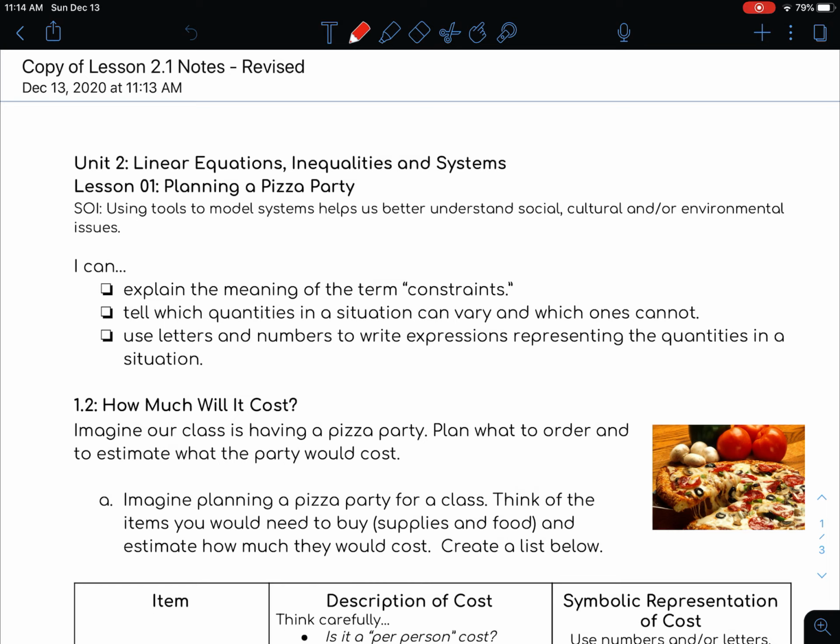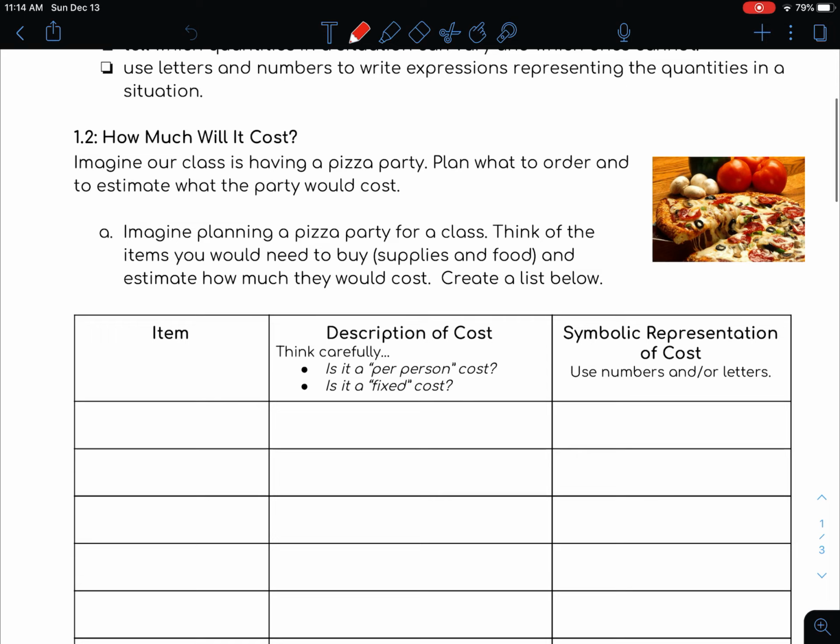life type of situation. And so if you look at the I can statements, we're going to learn something about what a constraint is today. We're going to tell which quantities in a situation can vary and which ones cannot. And we're going to use letters and numbers to write expressions representing the quantities in a situation. So number 1.2, how much will it cost?